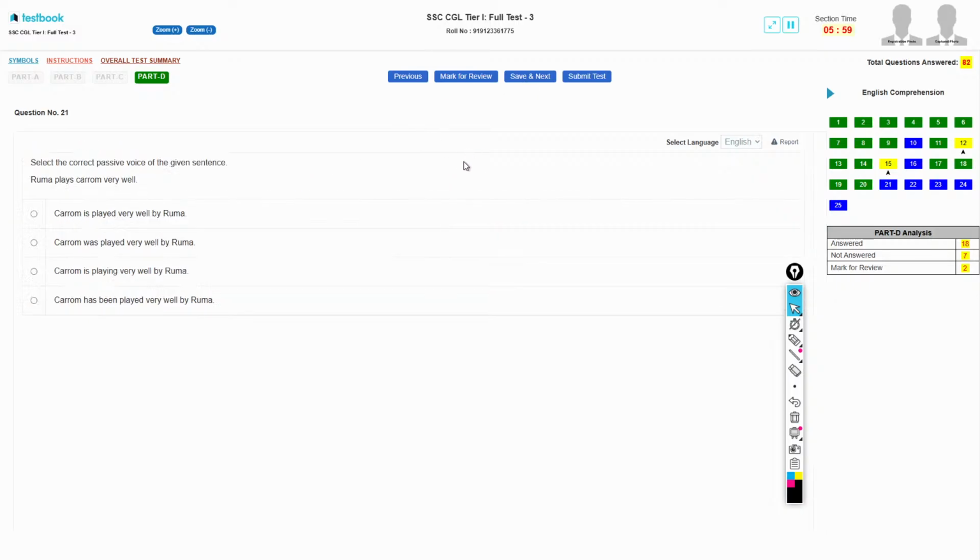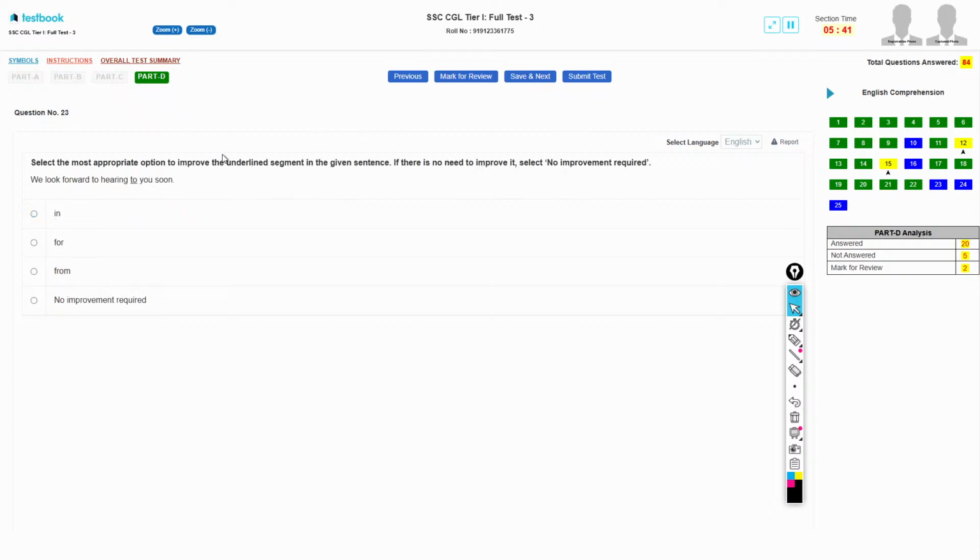Not panacea for sure. Ruma plays carom very well. Carom is played very well by Ruma. My father always wears a loose shirt. We look forward to hearing from you.